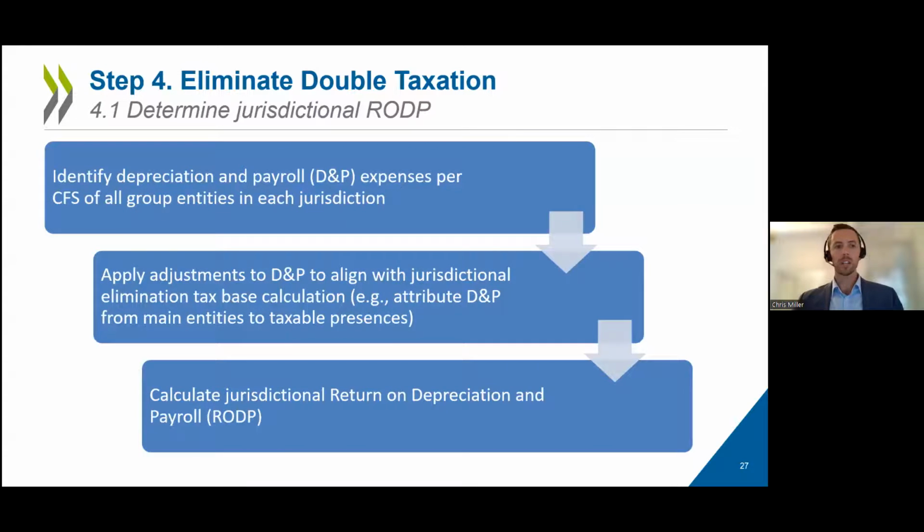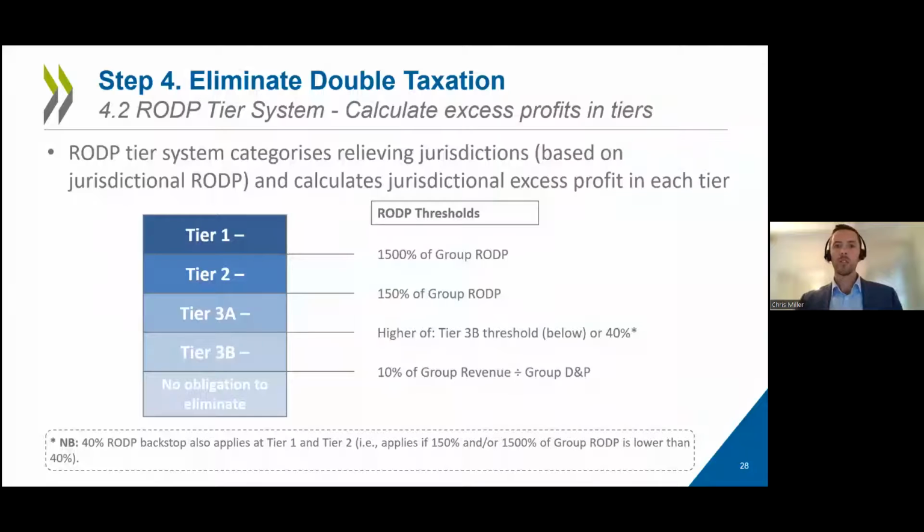So on to the next slide, please. Here we introduce the tiering system for EODT, and that's the system that we use to allocate relief to the most profitable jurisdictions. So first, we categorize each jurisdiction of the group as fitting within one of these tiers or maybe below the tiers, and then we allocate a profit amount to each tier.